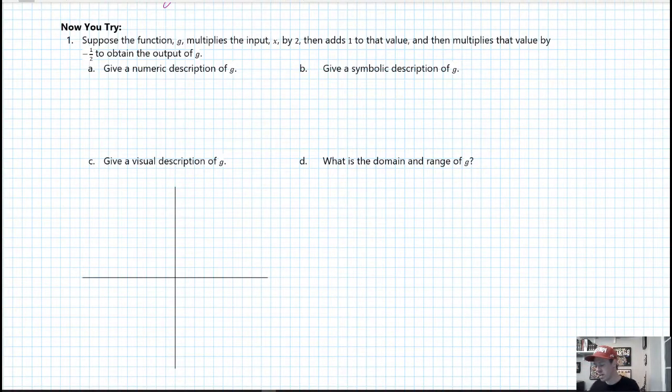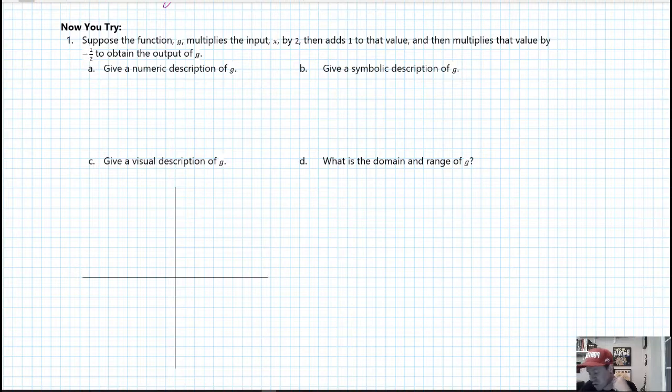Everybody, we're going to do the now-you-try problem for how to translate from a verbal description into a numeric, a symbolic, a visual description, and then find the domain and range. We're just going to run through this. The full explanation for how to do these problems is in the previous video. So we are going to read this.